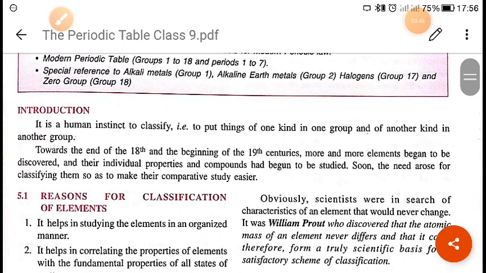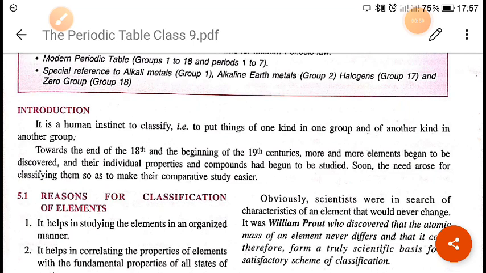So first of all, when we talk about the introduction of this periodic table, we know that we human beings have always put the things of one kind in one group, okay, and another kind in another group, right? So towards the end of the 18th century and the beginning of the 19th century, more and more elements had been discovered, okay, and the scientists were doing experiments on each and every element to know about its chemical and physical properties, okay. So they realized that we should develop a system in which we can place all the known elements of that time in a systematic group, or in a systematic column, so that we can study those elements in one go, okay.